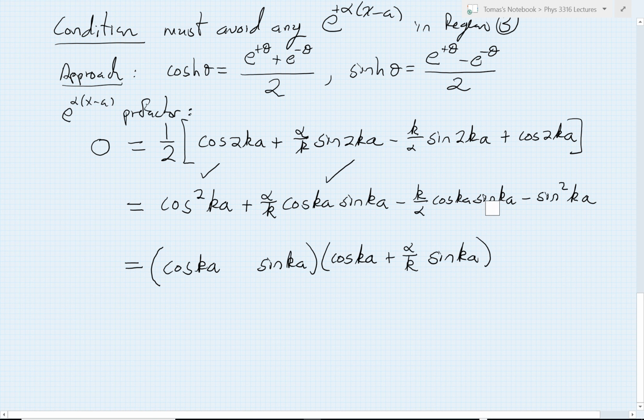Next, I need to generate a minus k over alpha times sine times cosine. But that looks like I could do that because I could take this cosine and arrange it to multiply a sine with a factor of minus k over alpha. And then that will give me my minus k over alpha sine cosine. So that takes care of this term. And now finally, these two are the last of my quadratic terms. I get minus sine squared, and beautifully the k cancels the k, the alpha cancels the alpha, and indeed I've reproduced exactly my above polynomial.